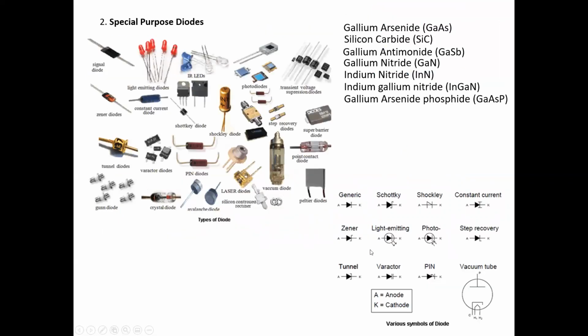These are some practical instances of diodes. You can see many diodes, light emitting diode, IR LED, and all these are applications of diodes. And also here you can see the different symbols that we use: Zener diode, Schottky diode, generic diode, and so on. And also the light emitting photodiode. So we have a variety of symbols for each type of diode.